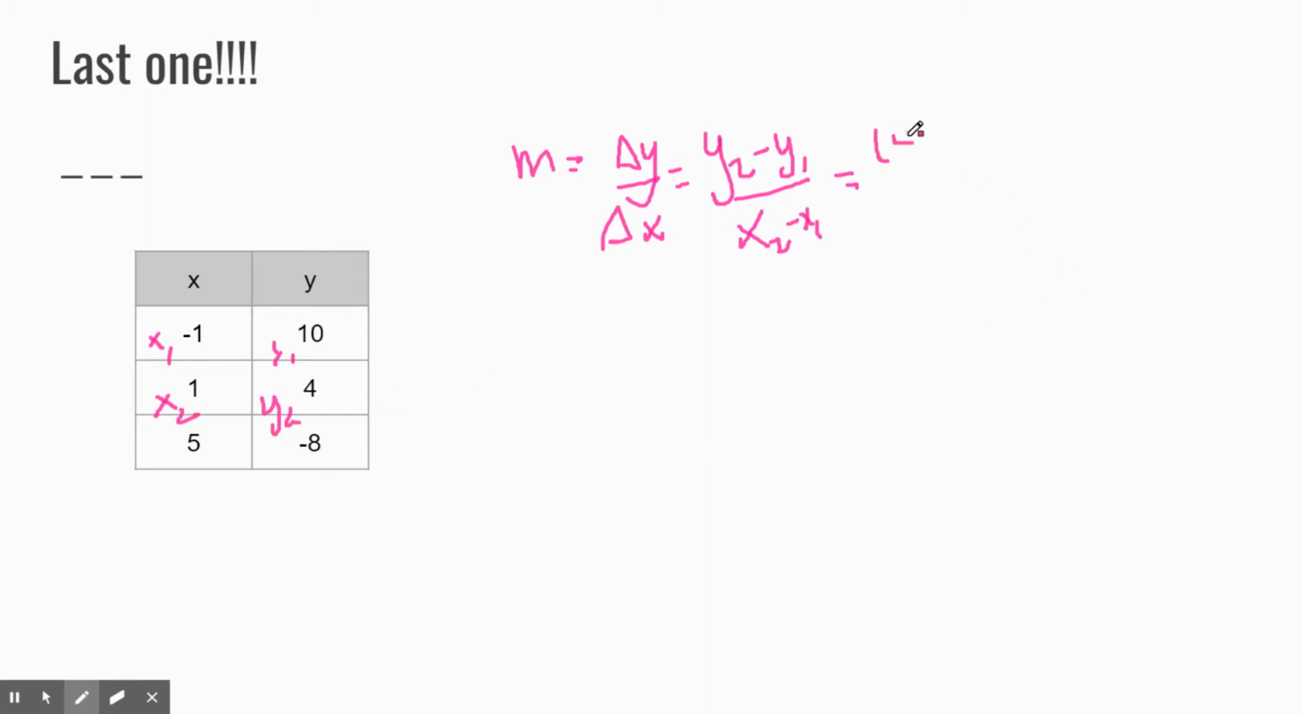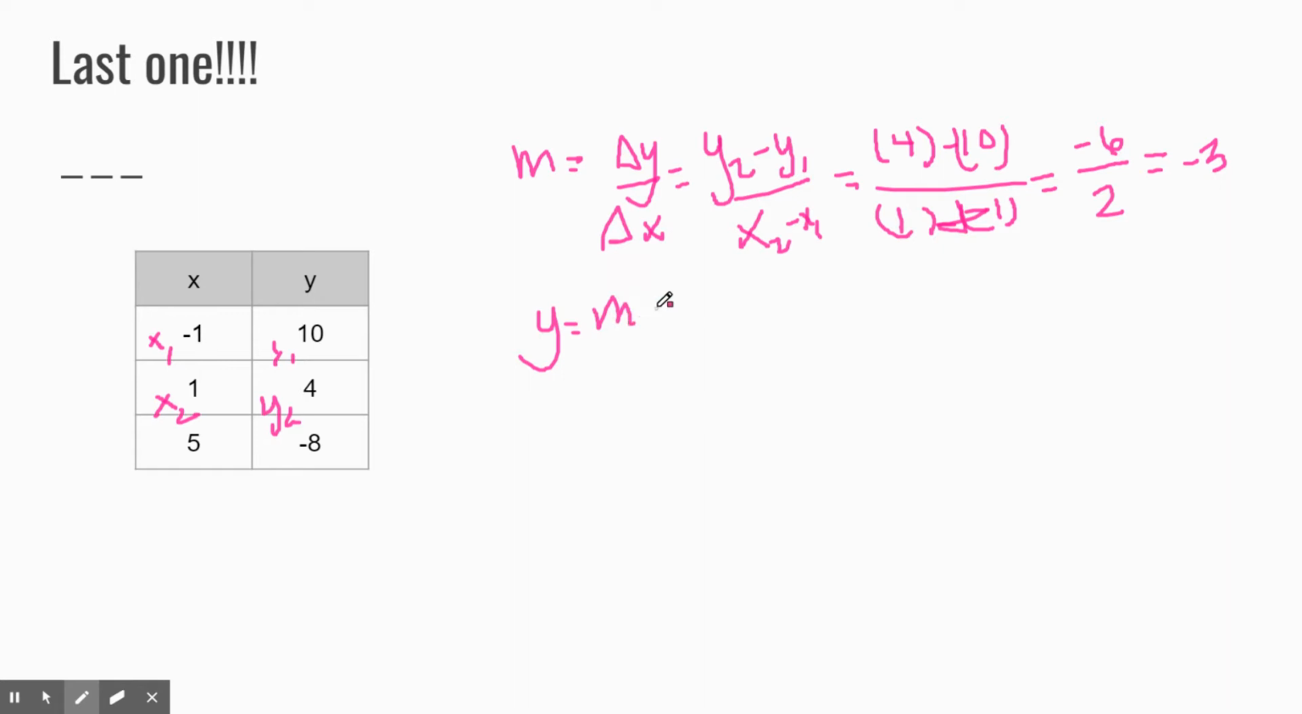So now I have 4 minus 10 over 1 minus negative 1. Remember, whenever I'm subtracting a negative, that makes an addition. So I have 4 minus 10. So if I have $4 but I owe you 10, I still owe you $6. 1 plus 1 is 2. If I simplify that, that's negative 3. So now I'm going to plug negative 3 in for my slope. Remember, my formula is y equals mx plus b. I'm going to plug in that negative 3.